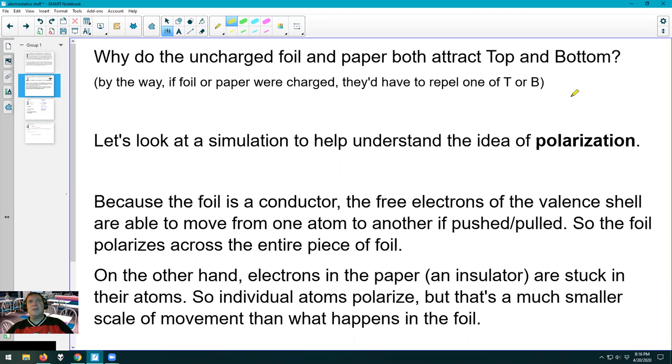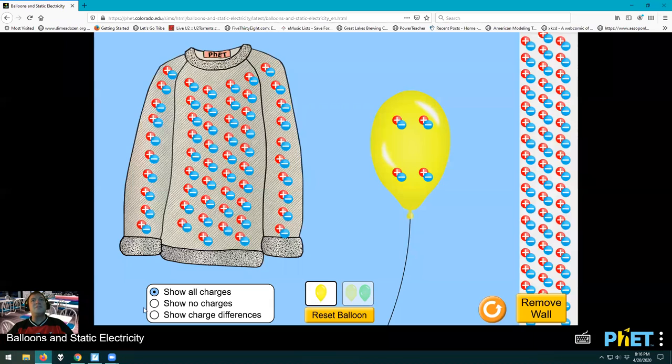And so they cannot be charged, because if the foil were charged, then if it attracted to the top, it would be pushed away by the bottom and vice versa. Same thing with the paper. The idea here, I think I want to show a little simulation first.